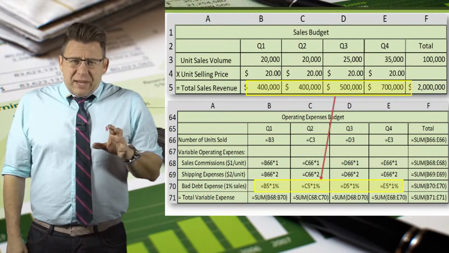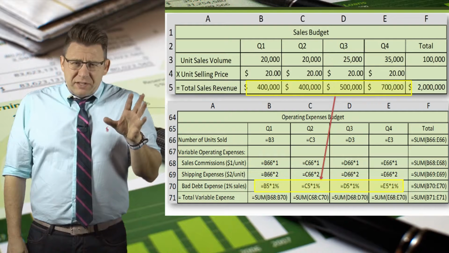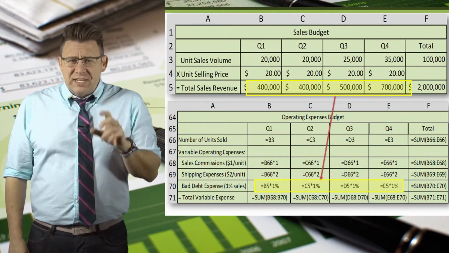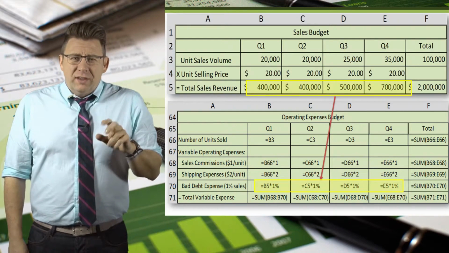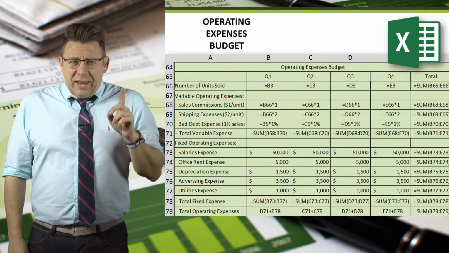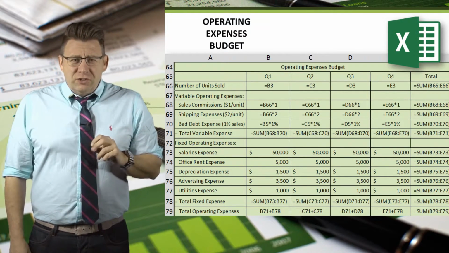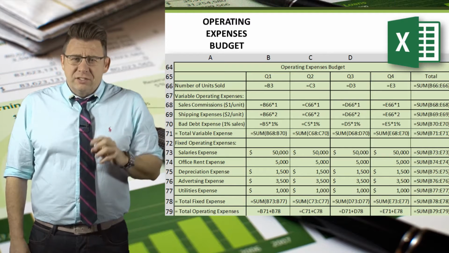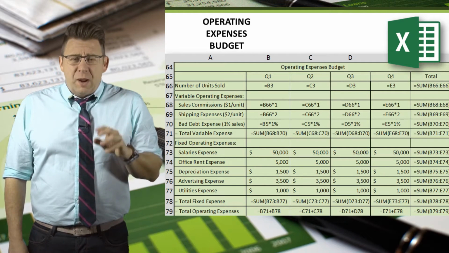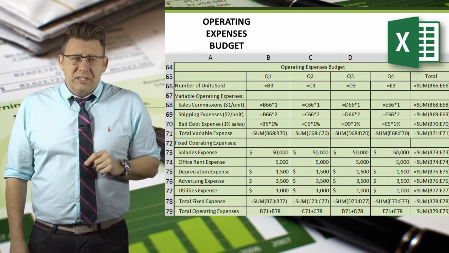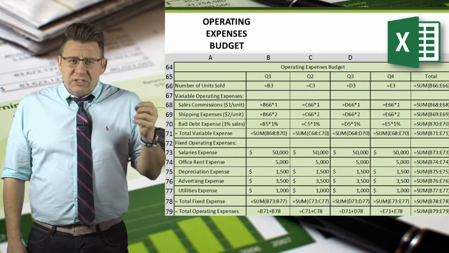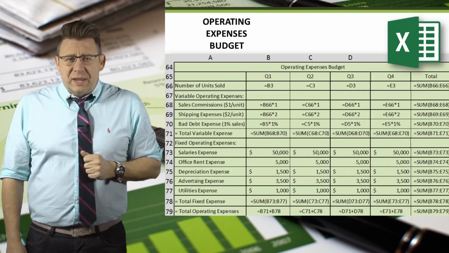And bad debt expense in the operating expenses budget is a formula calculation using the sales revenue cells in the sales budget. Yes, that is a lot of cells. Additionally, sales commission and shipping expense are formulas using given rates times sales volume. Total variable operating expenses, total fixed operating expenses, and total operating expenses are formulas as I've shown here. Finally, some of the numbers I've just assumed because I want to keep the examples straightforward.